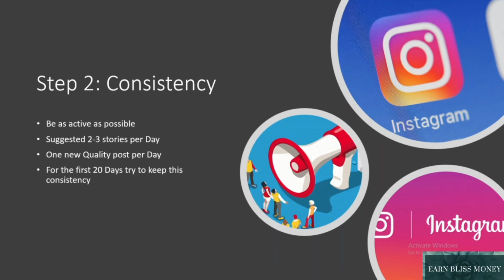So step 2, really consistency. And once again, you want to do this for the first 20 days at least. So you created your account and you start posting. Each and every day you post 1 quality post. You post 2 to 3 stories a day. So it could be for more than 20 days.